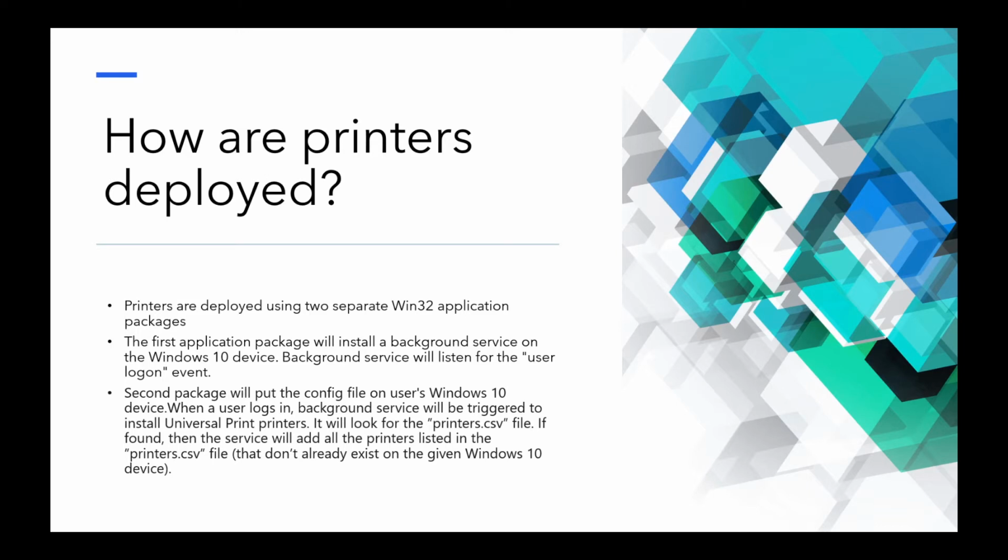Next, we'll talk about how printers are deployed using the Microsoft Universal Print Provisioning tool. Printers are deployed using two separate Win32 applications. The first application package will install a background service on the Windows 10 device and will listen for the user login event. The second package will put the config file on the user's Windows 10 device, and when the user logs in, the background service will be triggered to install Universal Print printers that are found in the printers.csv file. I'll give you an example of the printers.csv file later on in the video.